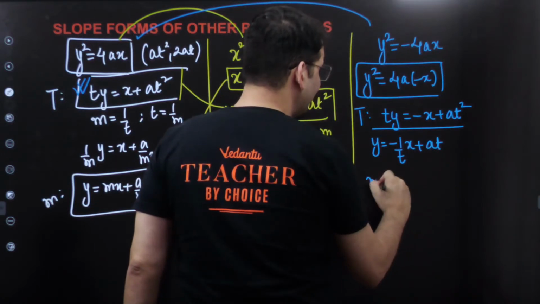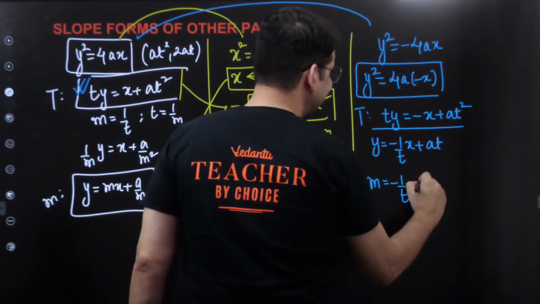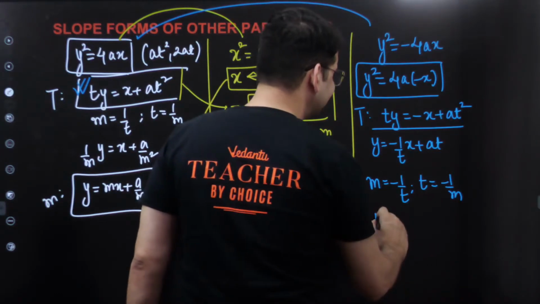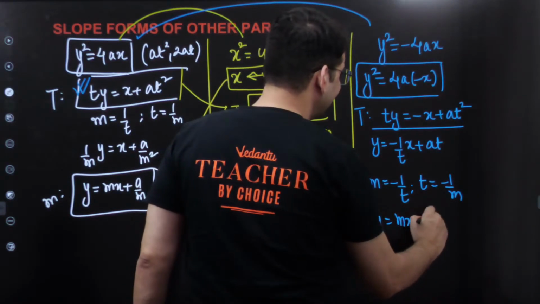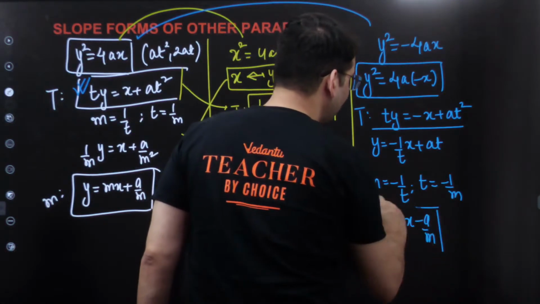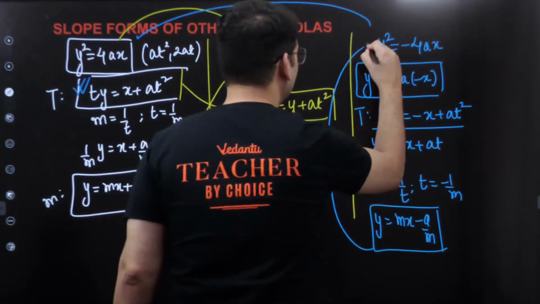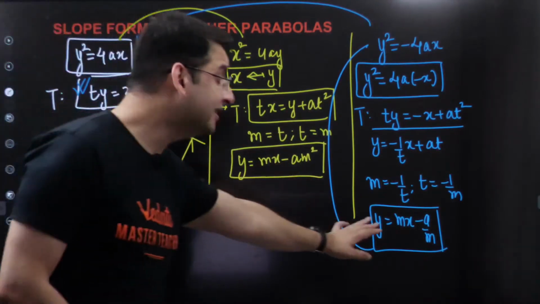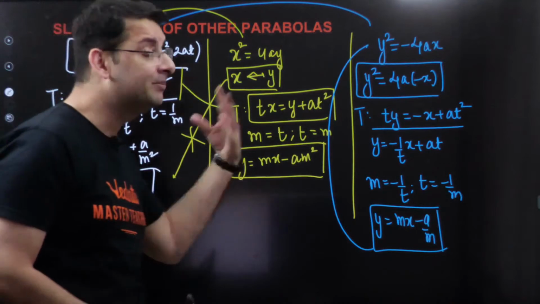So what is the slope? Slope is minus 1 by t. That means t is equal to minus 1 by m. So put t is equal to minus 1 by m here. So y is equal to mx minus a by m. So this would be the slope form of this parabola. Slope form of this parabola is going to be y is equal to mx minus a by m. So this is how you remember.